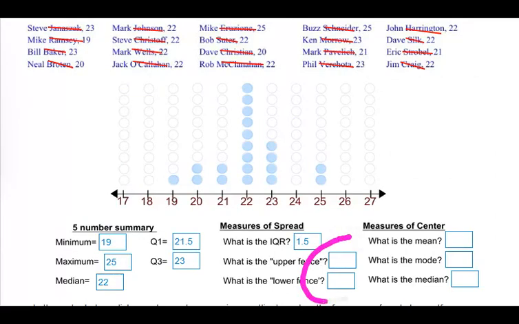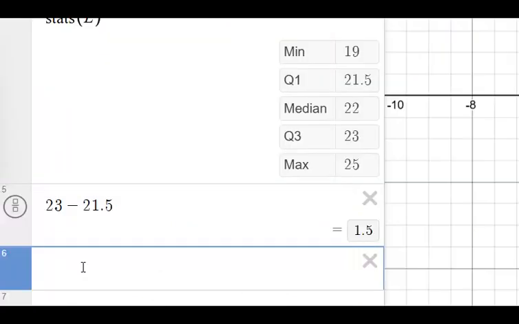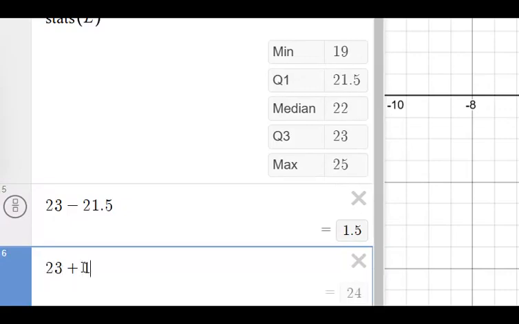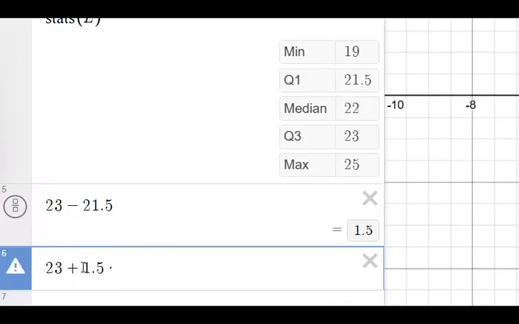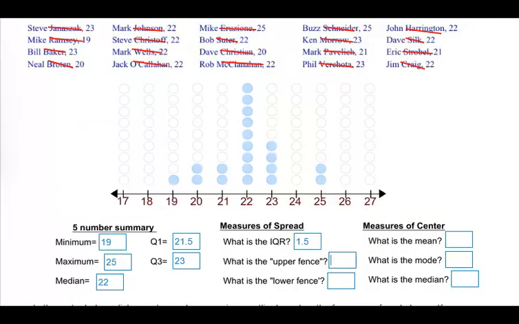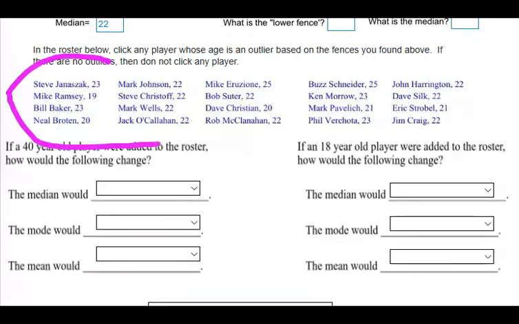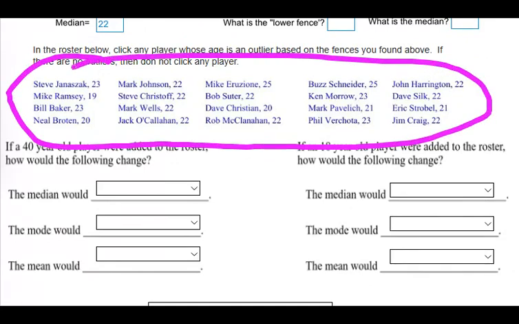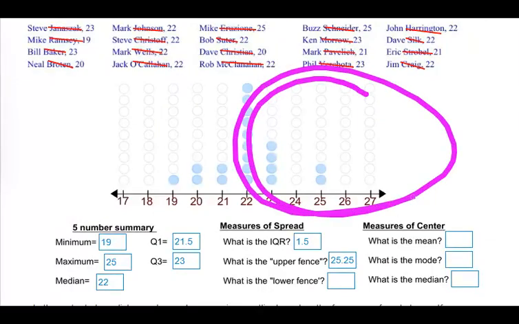Let's now find the fence values to see if there are any outliers. The upper fence is Q3, which is 23, plus 1.5 times the IQR, which is 1.5. So the upper fence value is 25.25. Since none of the players' ages were more than 25, we do not have any outliers on the right side of the data. Let's now do the lower fence.